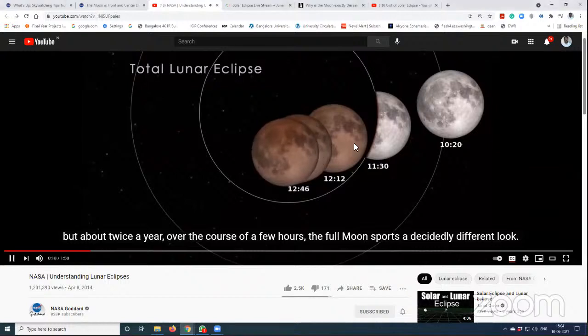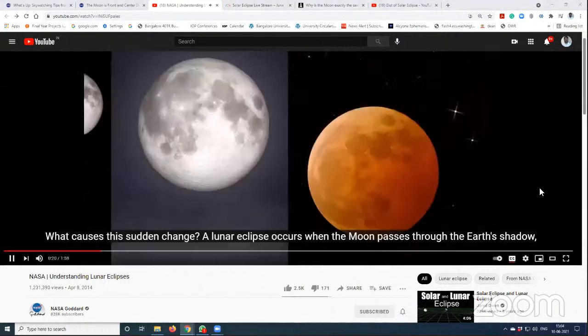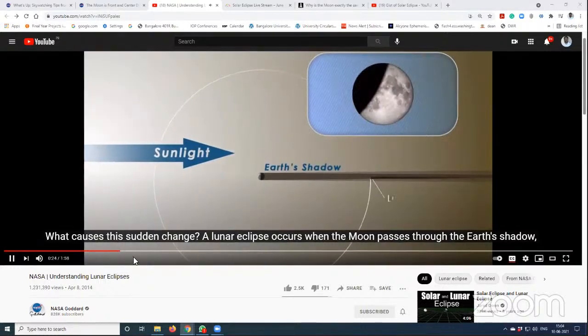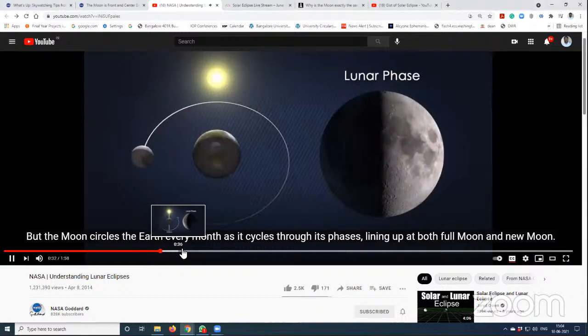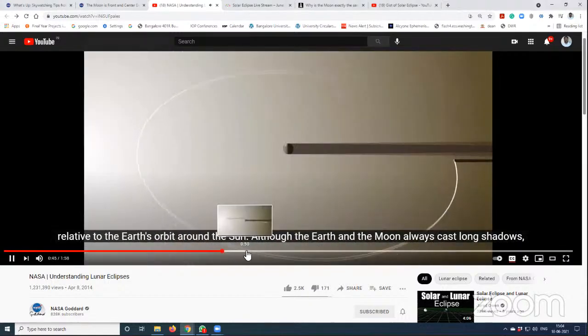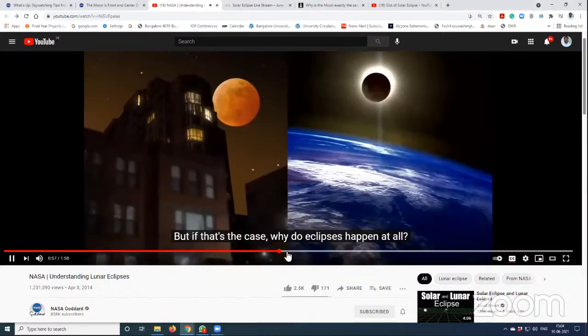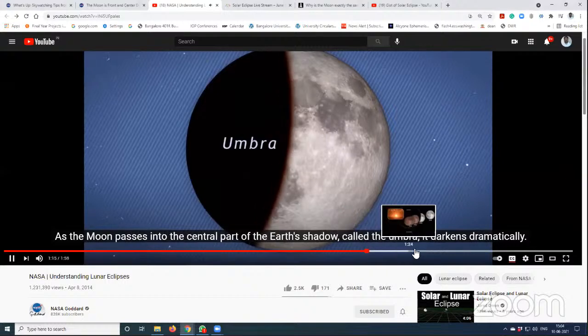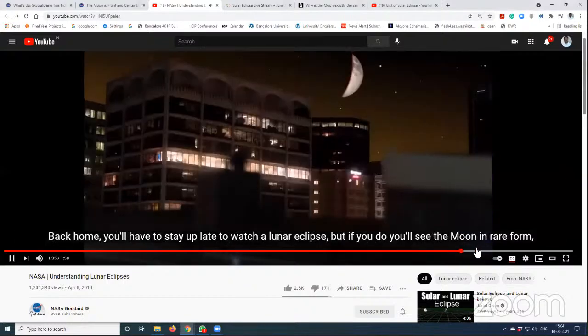I will repeat. A decidedly different look. What causes this sudden change? A lunar eclipse occurs when the moon passes through the Earth. Every month as it... tilted relative to the Earth's orbit. They rarely shade at all. Throughout the year, twice a year, this Earth's shadow here. You have to stay up late to watch.